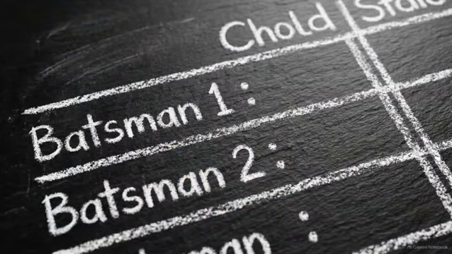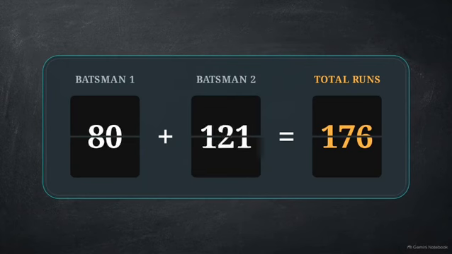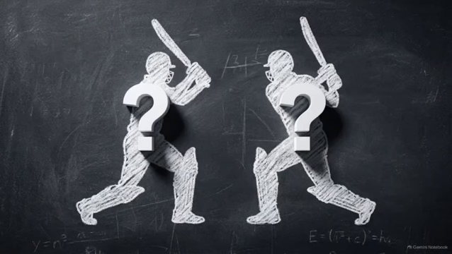We have absolutely no idea what each individual player actually scored on their own. Did the first batsman score an even 100, leaving 76 for his partner? Or maybe it was a tighter split, like 80 and 96. Simple arithmetic cannot give us the answer.